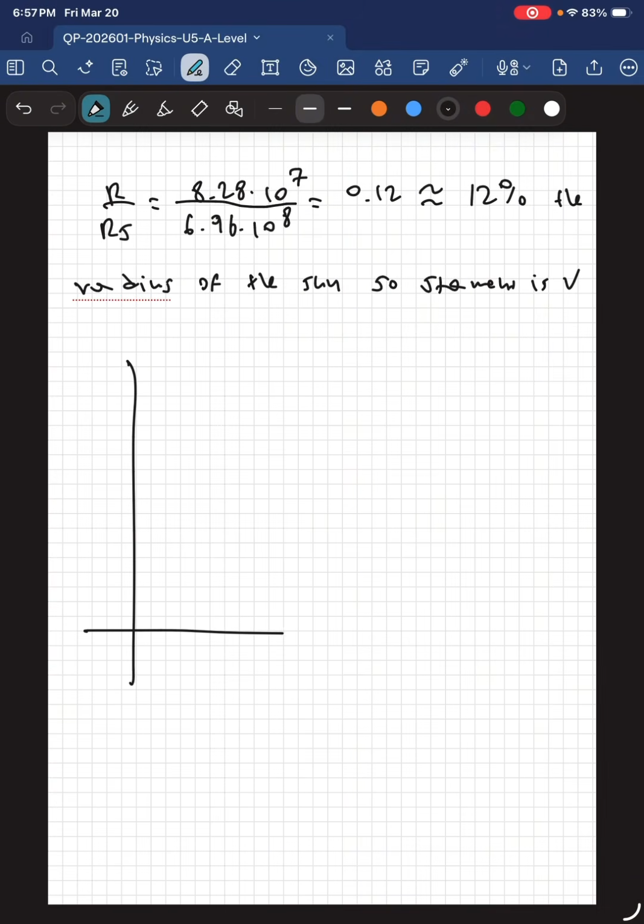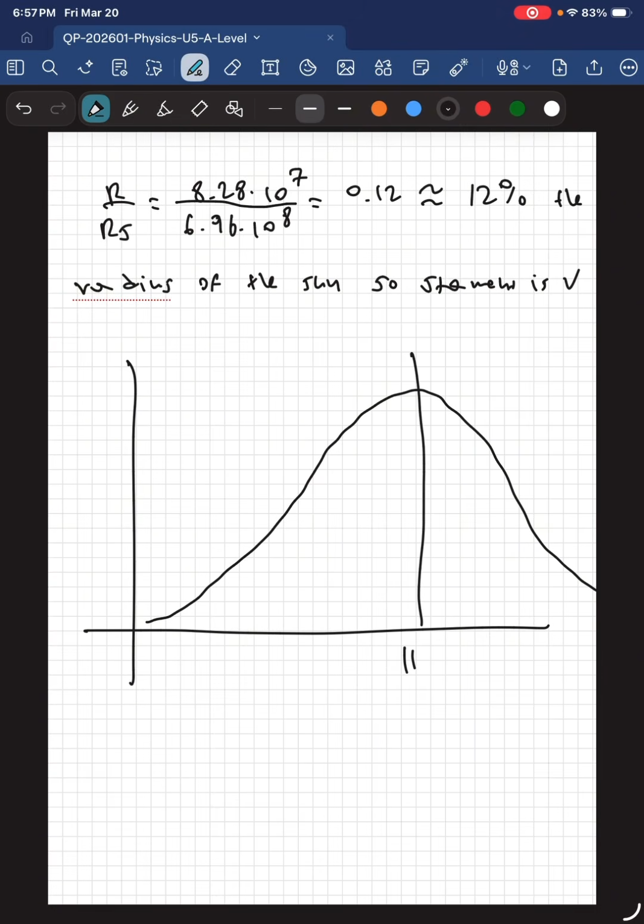If we make the graph for this star, it will have a peak, say something like this. So that's 1100. So this will be 700, say. So most of the radiation will be in the red. Okay, so that's the idea. It will have less radiation in the blue region, for example. I mean, the blue region is over here. So that's say 400 nanometers. Okay, so that's the idea.